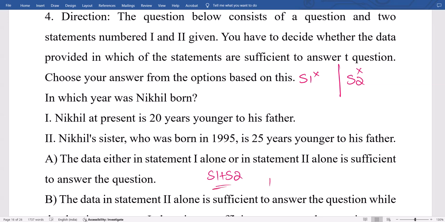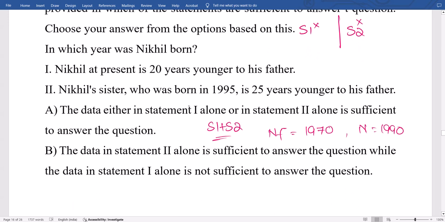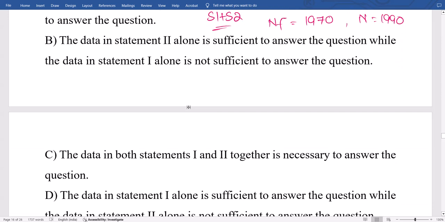So I can say Nikhil's father will be 1970 and Nikhil is 20 years younger. So Nikhil will be 1990. Put together we can answer with different names. Instead of Nikhil, they'll give some other name. Same question, I think we already discussed, pretty much similar to this.